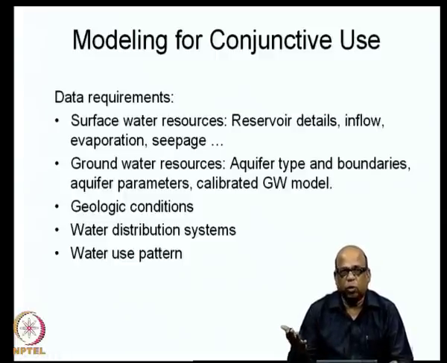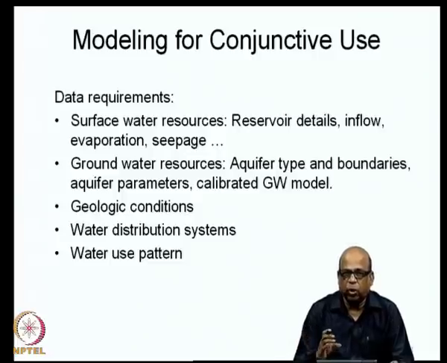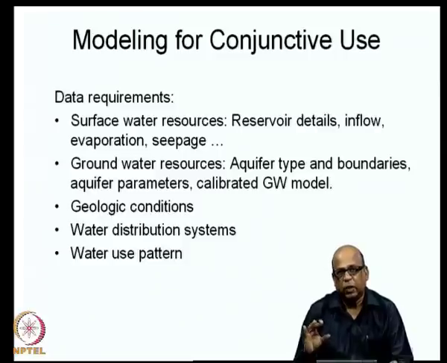And then of course, the water use pattern. This depends on the cropping pattern and what type of crop is grown, what is the crop calendar and what is the evapotranspirative demands of the crops and so on. So, all of this information will be necessary for getting a good model on surface and groundwater conjunctive use.